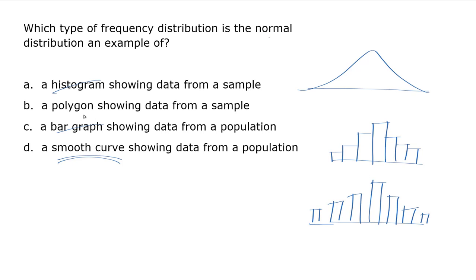But what about a polygon? Now a polygon could look kind of like a histogram. Remember, polygons are just histograms that have dots where the center of the tops of your bars would be. So a polygon is going to look like this. So you've got a line segment that connects each one of these.